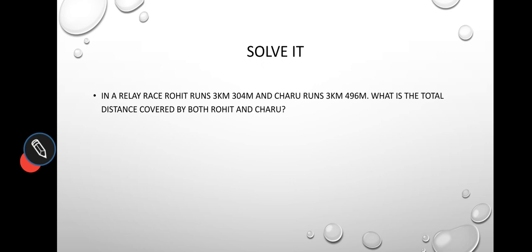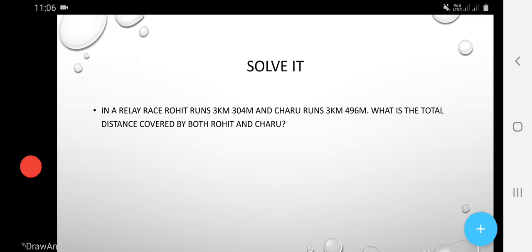Now you have to perform this. That is, in a relay race, Rohit runs 3 km 304 meter and Charu runs 3 km 496 meter. What is the total distance covered by both Rohit and Charu? What are the keywords? Total distance both. So we can easily tell that this should be addition. Why? Because the keywords are total distance and covered.